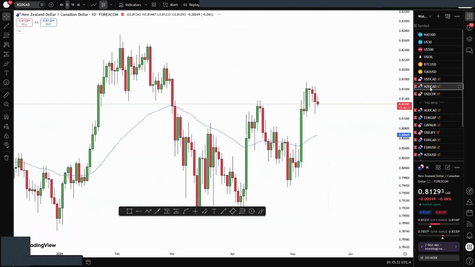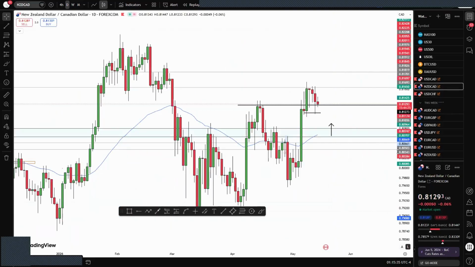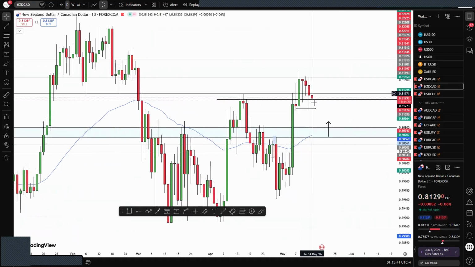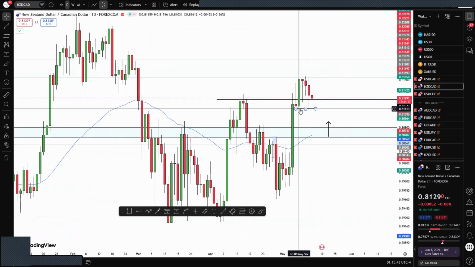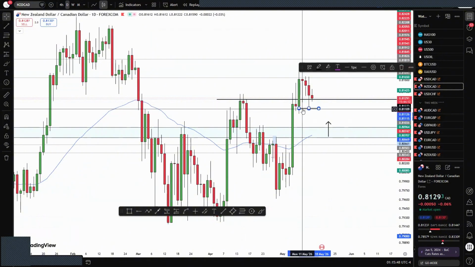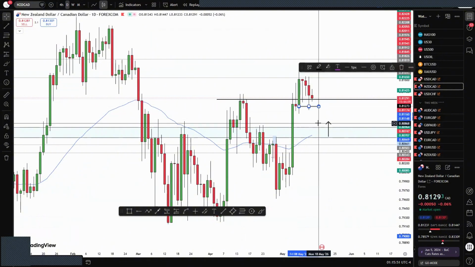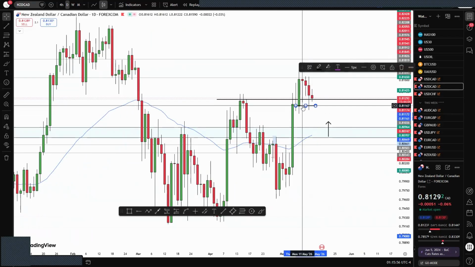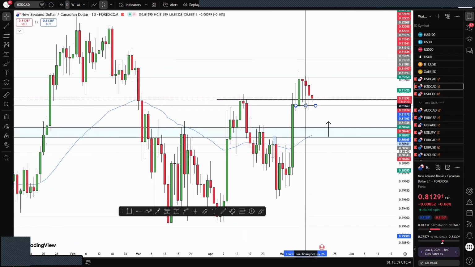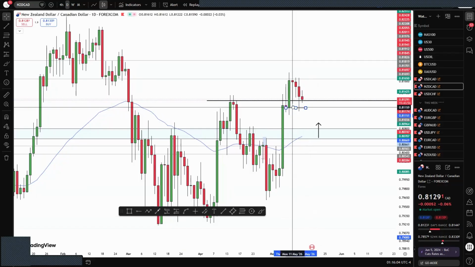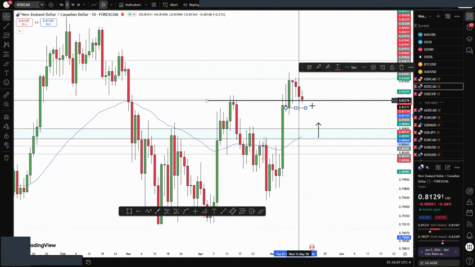Then we have NZD CAD. You can see price is now on its way to retest, but still it needs at least another 2 or 3 days to reach this zone. Or one day, it really depends with the volatility in the market, how volatile it is. And it might reach here, but we can't do anything until we're at this level.